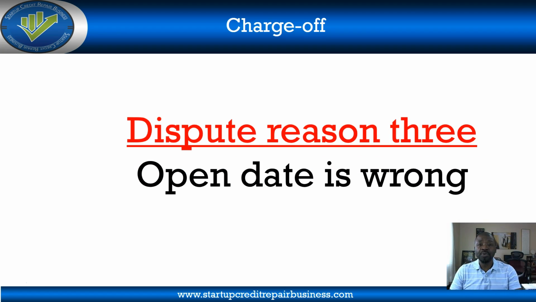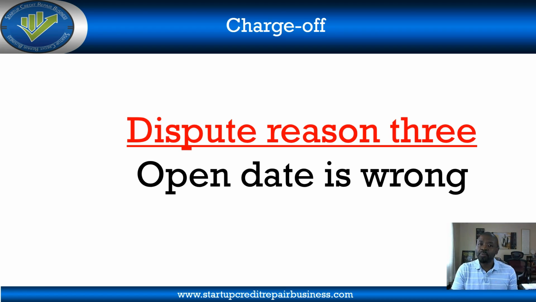All right, here's another dispute reason. Dispute reason 3, all right? The open date is wrong. So when you're looking at the credit report, you're looking at what? The open date. Okay, when was this account opened, right? So if you see that the open date is wrong, you know that the reporting is not correct. They're not reporting it 100% correct, right?